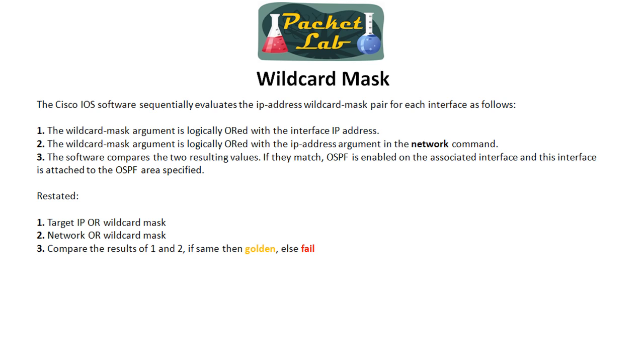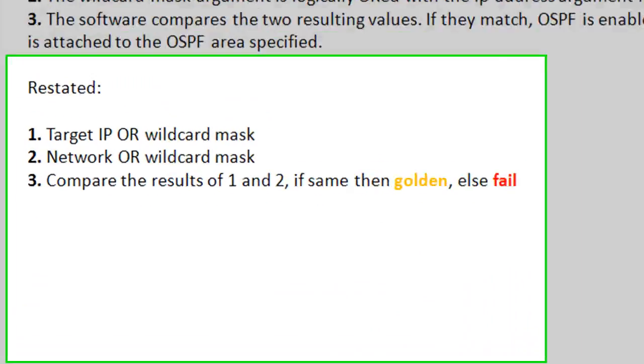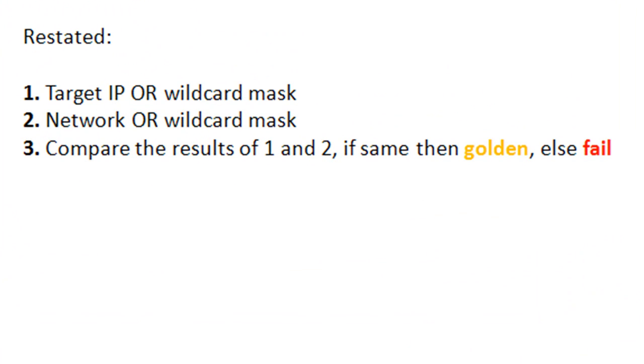So to restate that more simply, it has an algorithm that's going to take the target IP address and OR it with the wildcard mask. It's going to take the network that you've specified and OR it with the wildcard mask. It's going to compare the results of steps 1 and 2, and if they are the same, then you're golden. It's going to match that IP address range, and it's going to be assigned to the area that you have determined. If not, then it's going to fail and it will not be assigned to that area, unless of course there's another statement that matches it. But assuming that there's only one statement, then that's what's going to happen.